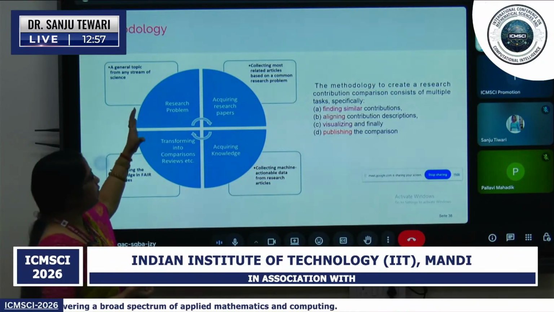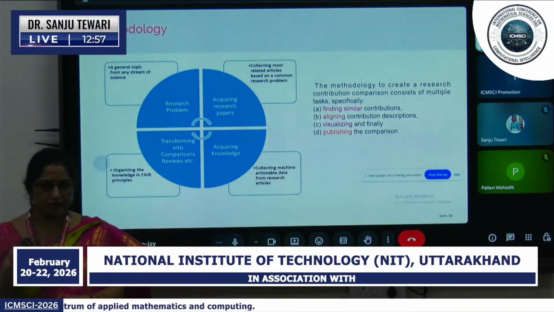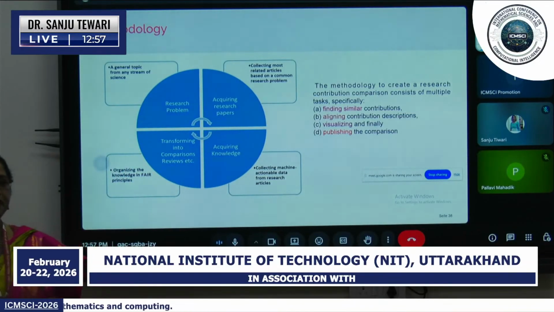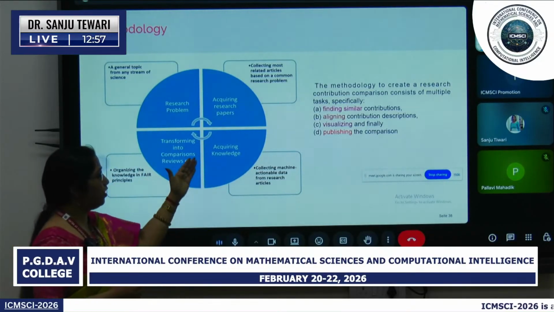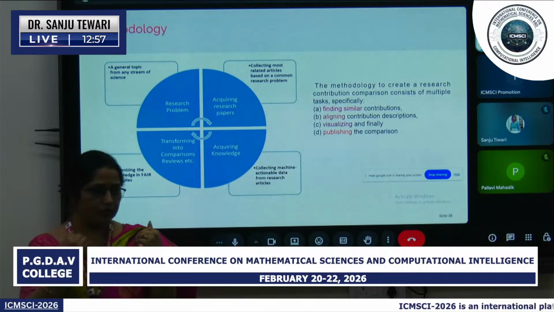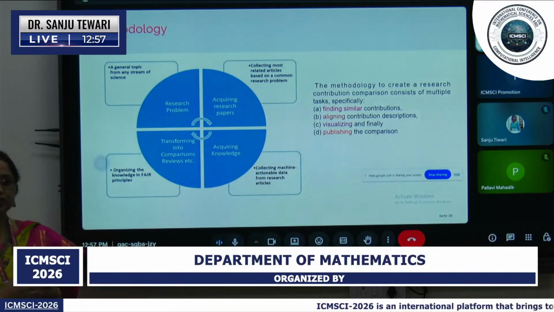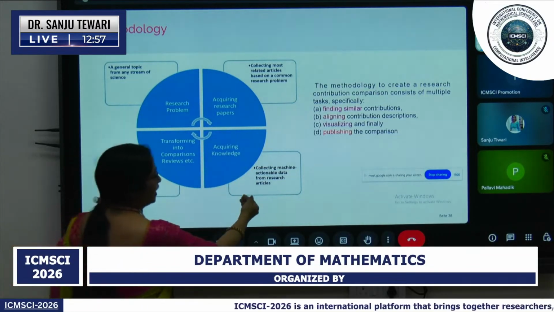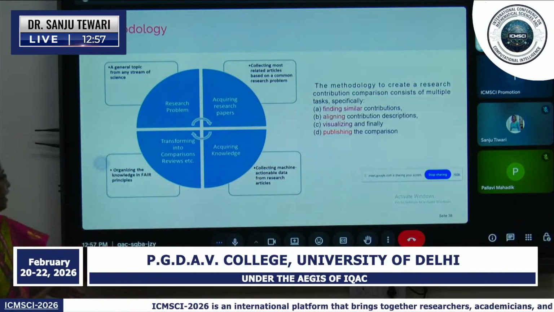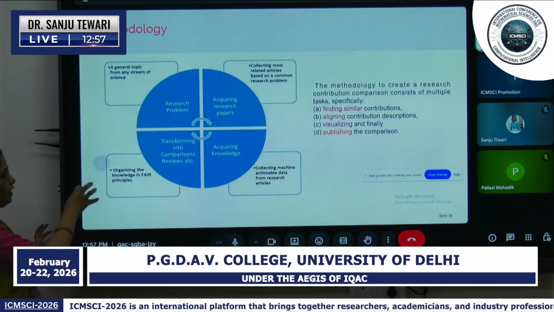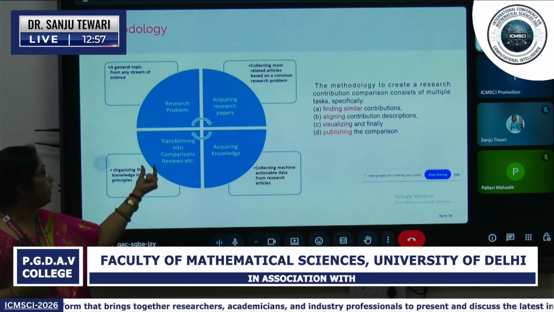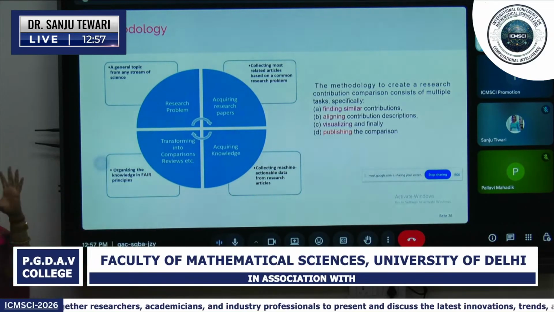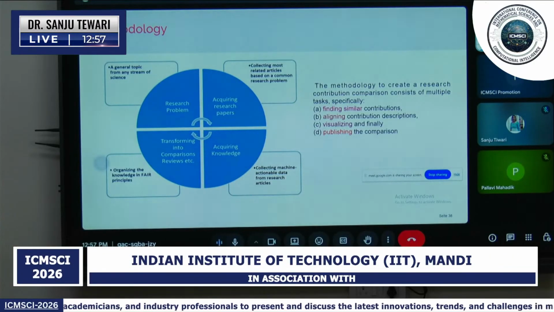After the research problem, we need to acquire the research papers related to that specific problem, and then collect the knowledge. If we are going to create the comparisons, we need to collect the machine actionable data from research articles and organize it by following the FAIR principles, into the form of comparisons or reviews that I already shared. So this is the methodology I have followed.